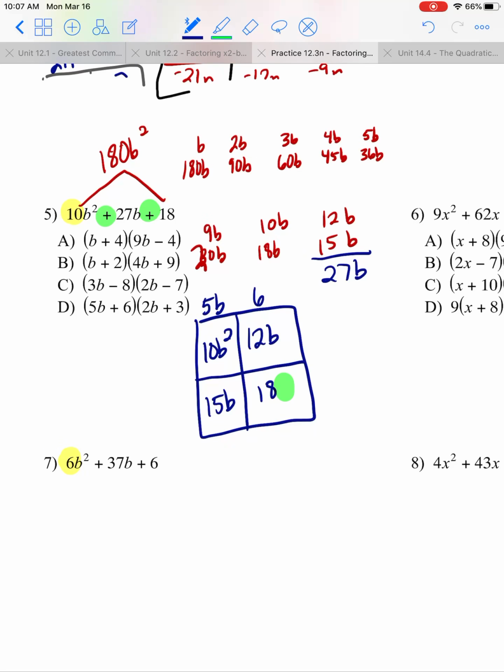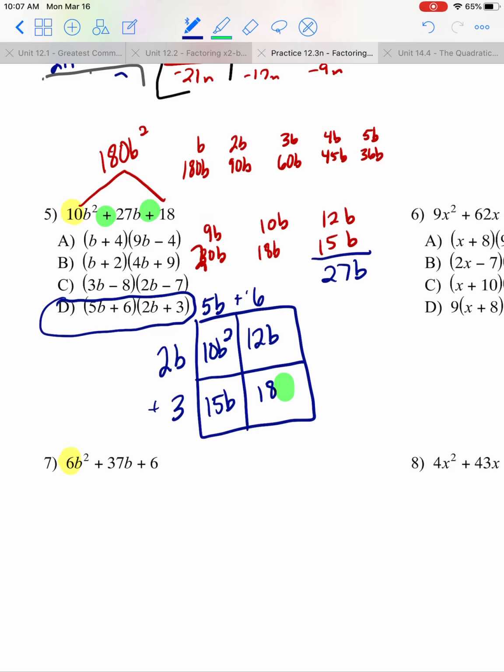Greatest common factor of 10 and 12 is 2. Greatest common factor of b squared and b is b. And then 15 and 18 is 3. Everything's positive, so I'm not going to have any negatives in this. So my answer here is 5b plus 6 and 2b plus 3, which is D. All right, so let's move on to 7.